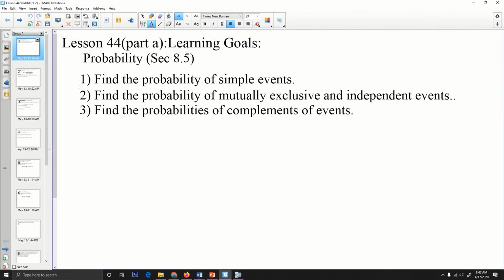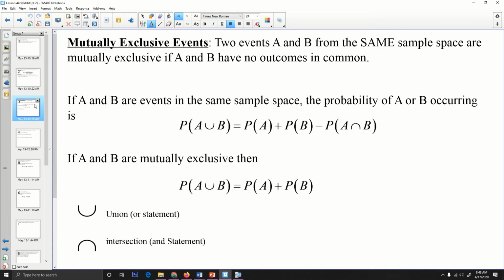But we do want to talk about probability of mutually exclusive events and independent events because we are going to be dealing with some more complex versions of those. So just real quickly, if two events are mutually exclusive, then they come from the same sample space, and you are going to add those two probabilities. If they are not mutually exclusive and there is some overlap, you have to subtract away the overlap.